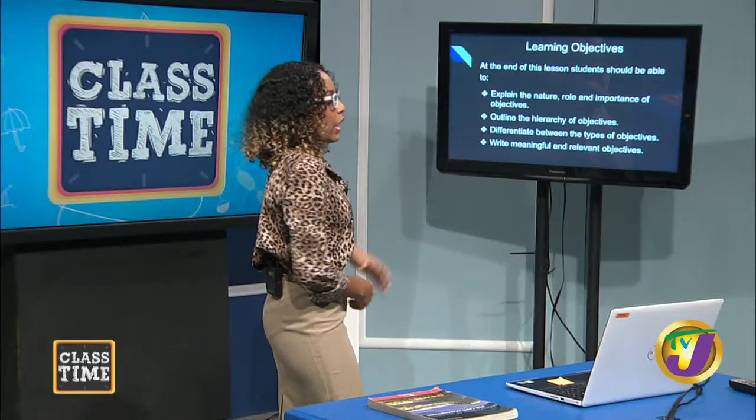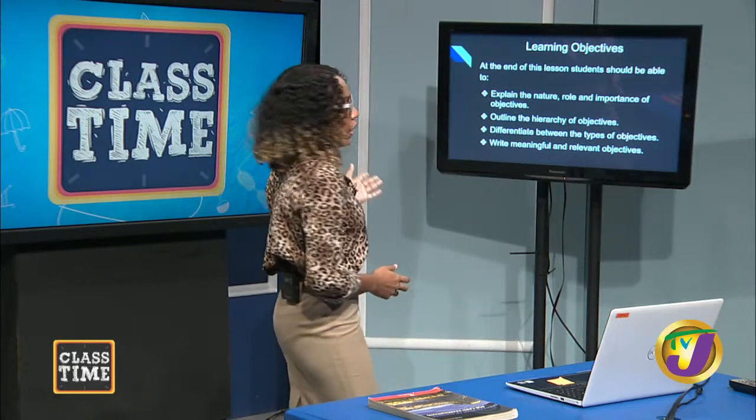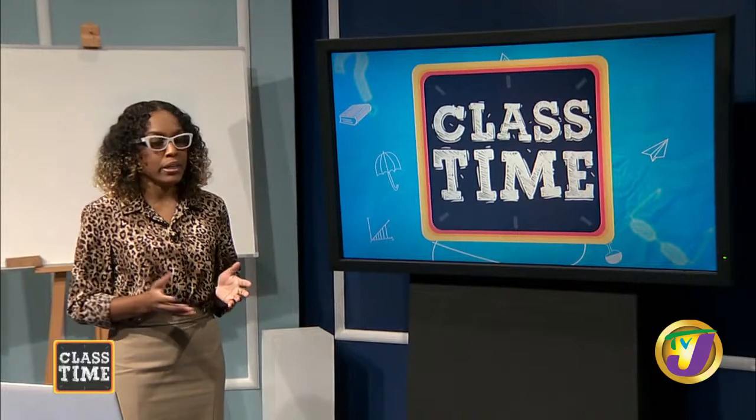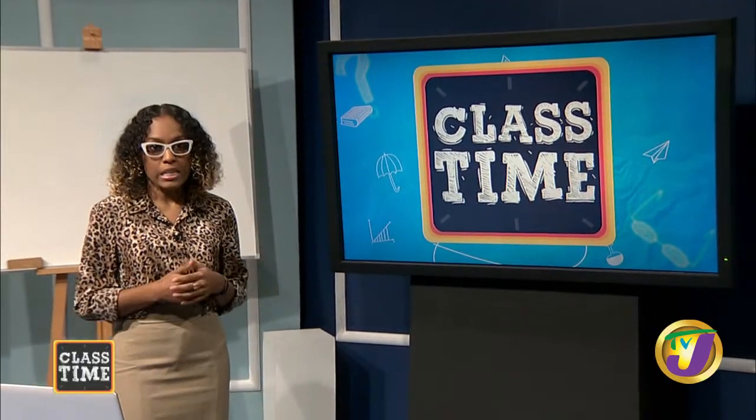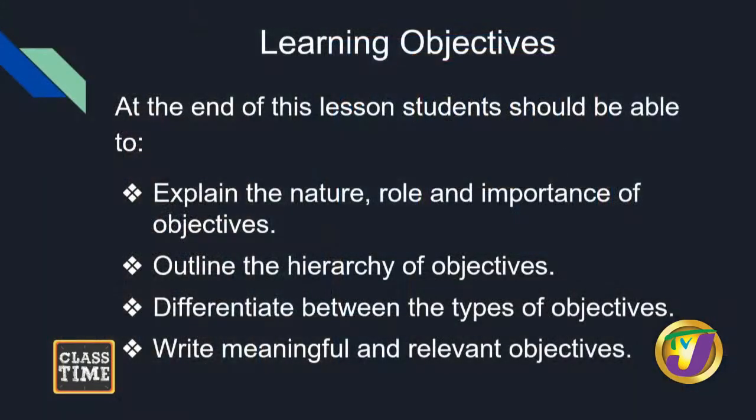So we're going to be looking at some objectives for today's lesson. At the end of the lesson, you should be able to explain the nature, the role, and the importance of business objectives. You should also be able to outline the hierarchy of objectives, as well as to differentiate between the types of objectives. You should also be able to write meaningful and relevant objectives. All right, so we're going to get into things right now.